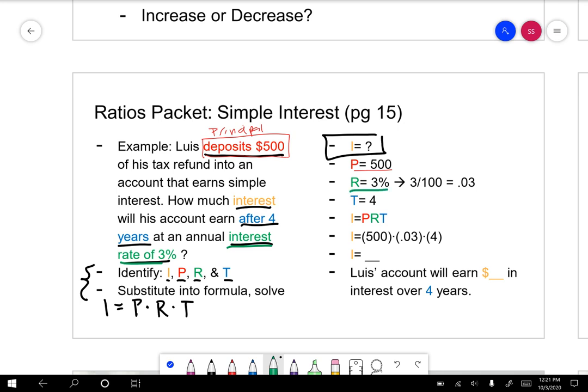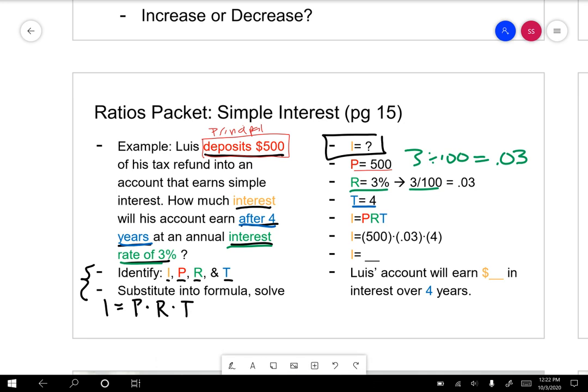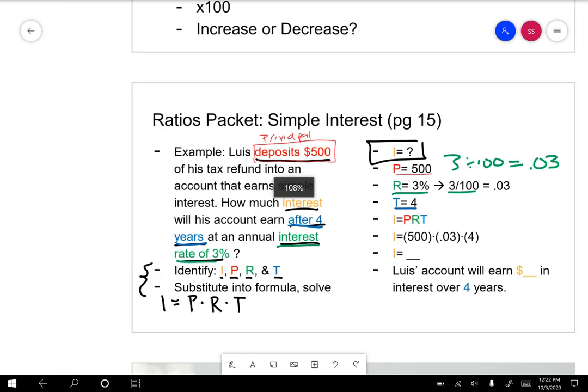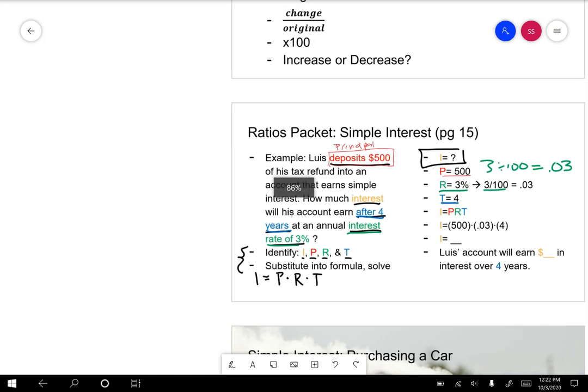And again, we want it in decimal form, right? So if it's 3%, we would take that 3, divide it by 100, just like shown here, and we would get 0.03. So that's the number we're actually going to use in the formula. We do know the time. We have 4 years. Okay, so now we're going to substitute those numbers into our formula. So I'm going to make this a little bit smaller and do it over here. It is typed up right there, but we'll do it together too.